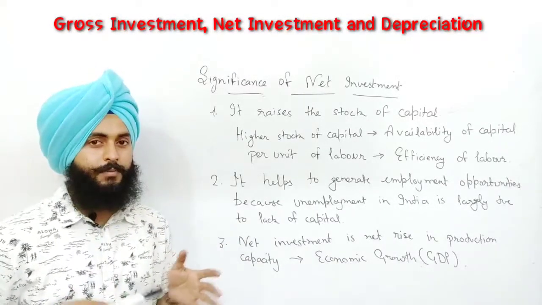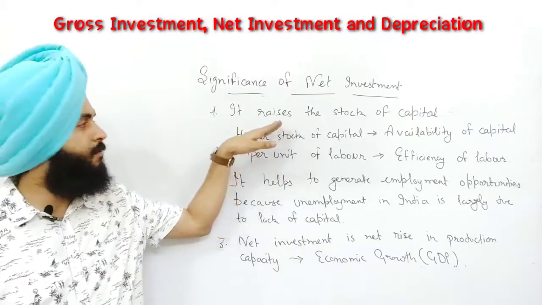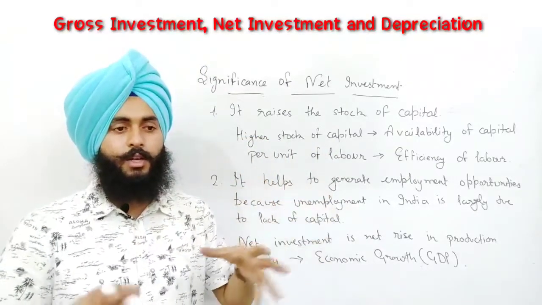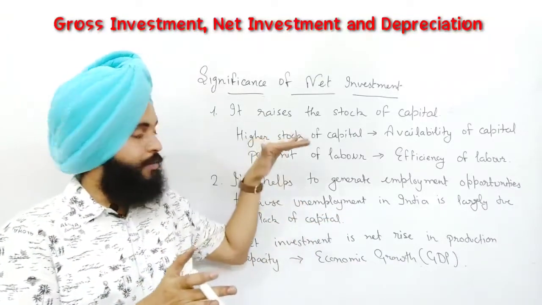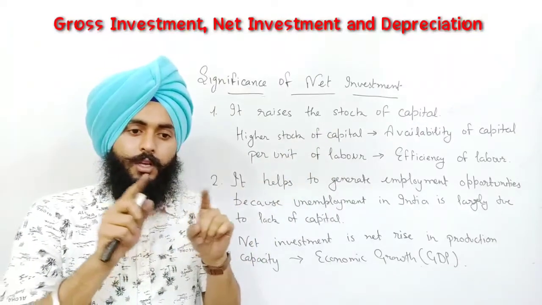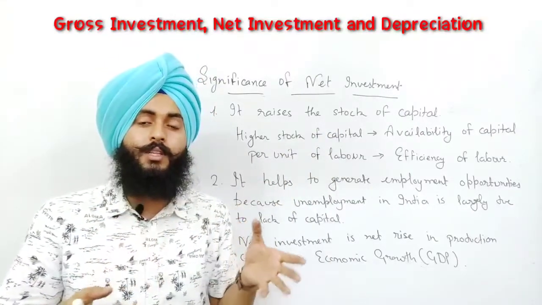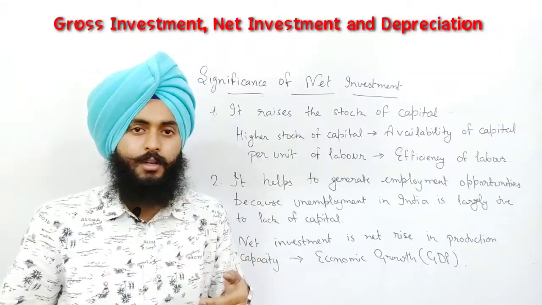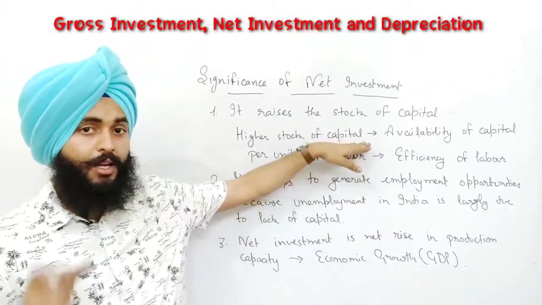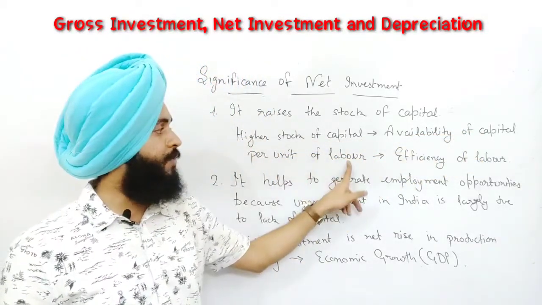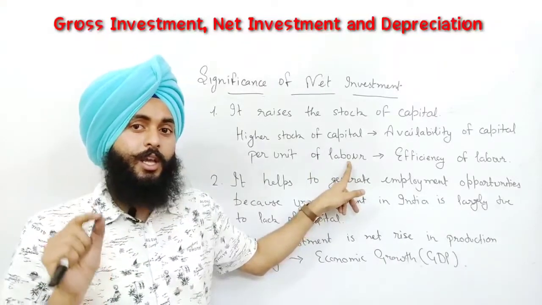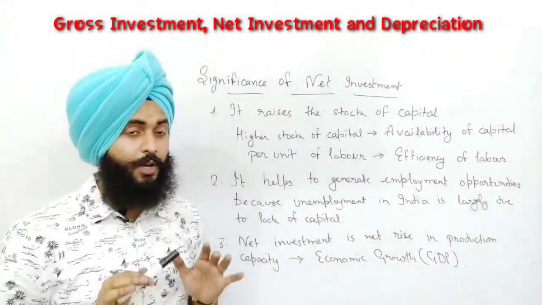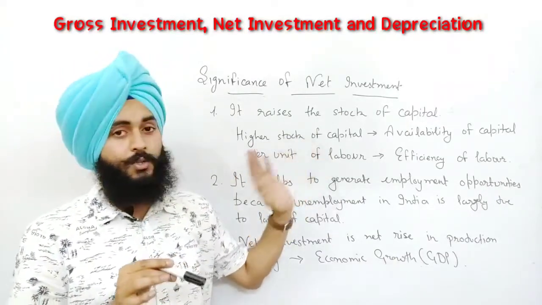Significance of net investment. Now the first one is, of course, it raises the stock of capital. When we do net investment, it raises the stock of capital. Capital formation it will be. And when the stock of capital is raised, you know, the stock of capital is actually used by the laborers. Laborers ke paas hi zameen hai, machine hai, to use the asset to make the production. Now if we have a higher stock of capital, it means the availability of capital per unit of labor will be high. Woh zyada ho jayegi. And by this, it leads to better efficiency of the labor. Efficiency of labor will be increased because we can have a higher stock of capital.